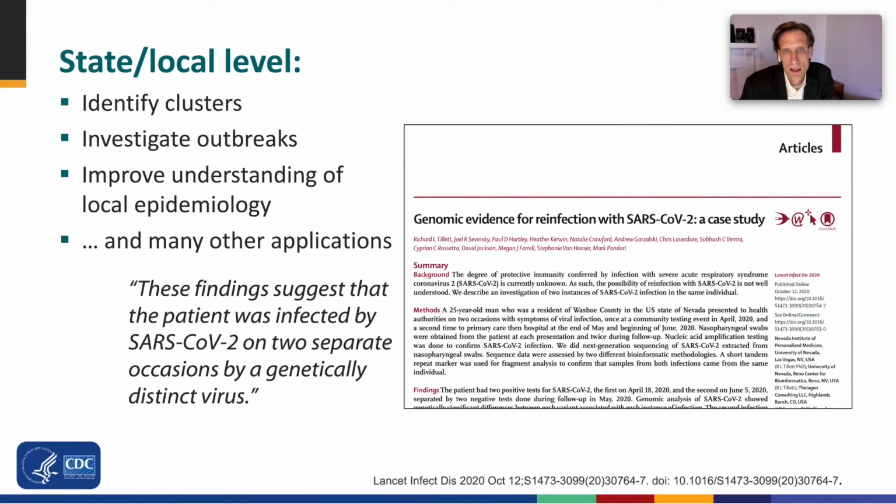Genomics has many other applications in the prevention and control of COVID-19. For example, this paper from the Nevada Public Health Laboratory describes how genomics was used to confirm a case of reinfection by showing that the viruses causing the 2 illnesses were genetically distinct. In this investigation, the authors went a step further. By working with the state forensics laboratory, they were able to confirm that both specimens were from the same individual, thus ruling out the possibility of specimen mislabeling.